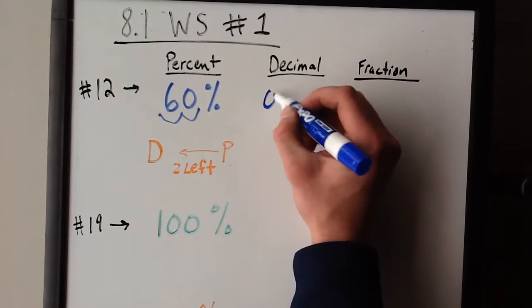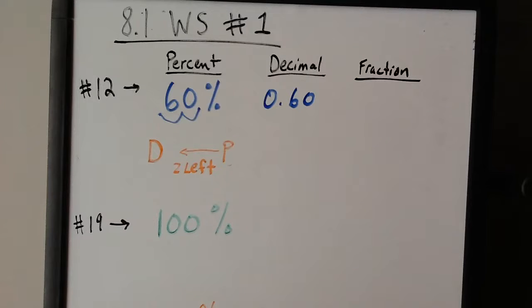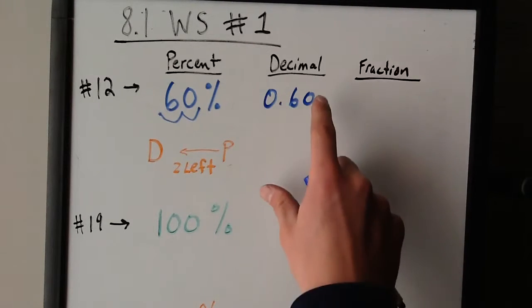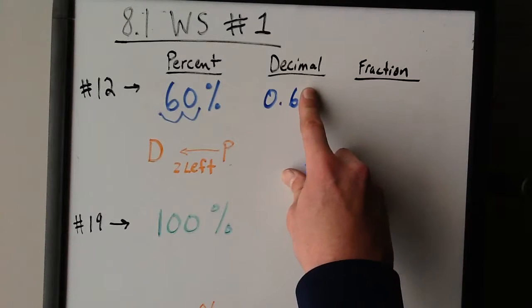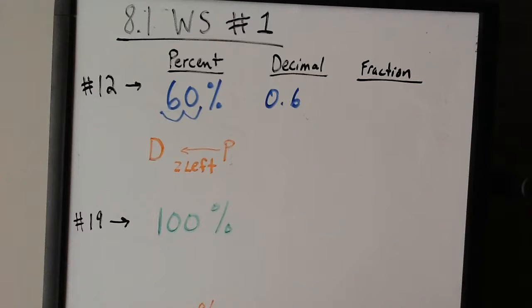So your decimal is 0.60, which is 60 hundredths. Now if you have a 0 at the end of the decimal, that 0 is really not necessary. You can take it off. And you would read this then as 6 tenths. Remember, when you move the decimal 2 places to the left, that's like dividing by 100. So 60 divided by 100 will give you 0.6. 6 tenths or 60 hundredths if you have the 0 in there.